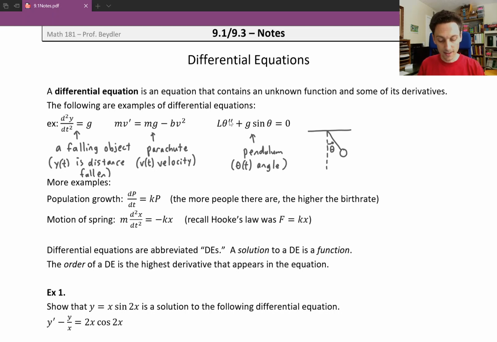And then third example, what do you think that would be? Second order, because a second derivative. What about the fourth example, population growth? That would be first order, because we see a first derivative. That's the highest derivative we see. And the last one? Second order, because that has a second derivative.